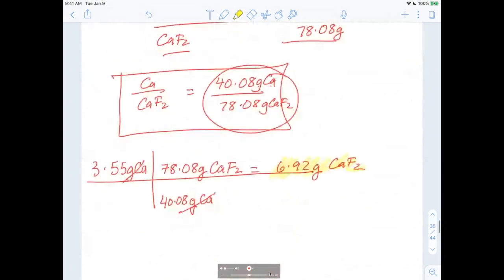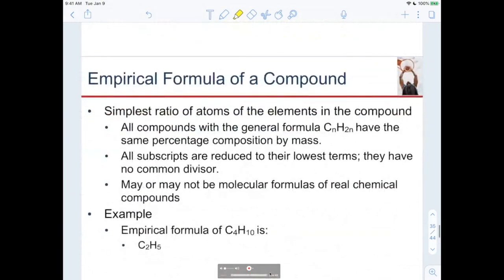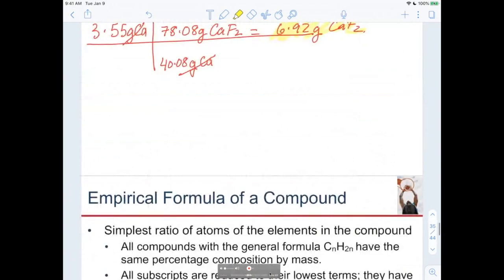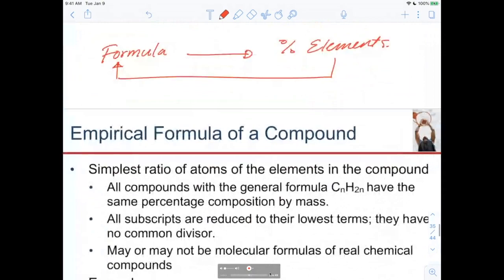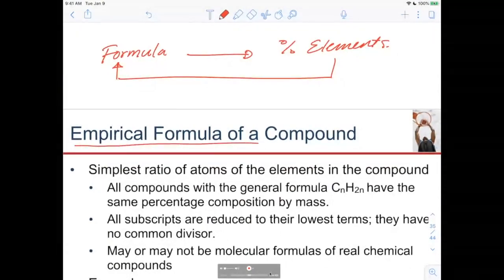Okay, we're getting close to the end, y'all. Before we get into this part, quick summary. We now know how to go from a formula to percent of elements. We are now about to do the reverse, to go from percent of elements to a formula. And this process is essentially figuring out the empirical formula of a compound.